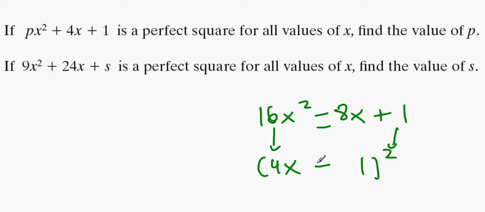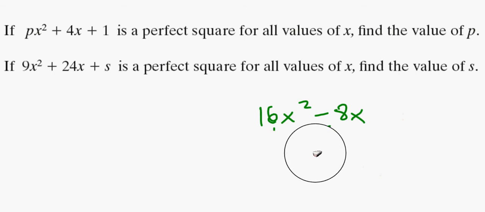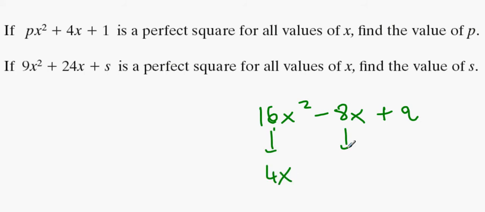Now, say for example we had a similar question, but we didn't actually know it was the number 1. We could say it's the letter Q. What we could do here is halve the middle number. You get the square root of the first one, which is 4x, half the middle number, which is minus 4x, and then divide this by the 4x, and you're going to get minus 1, so it's 4x minus 1 squared. Okay, so we'll try this out now.